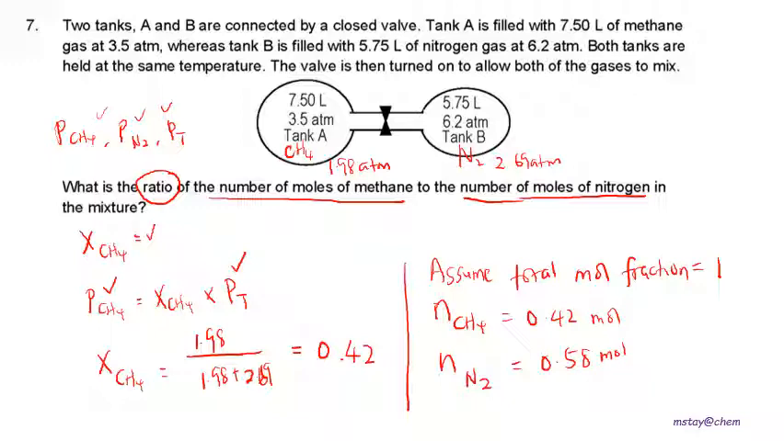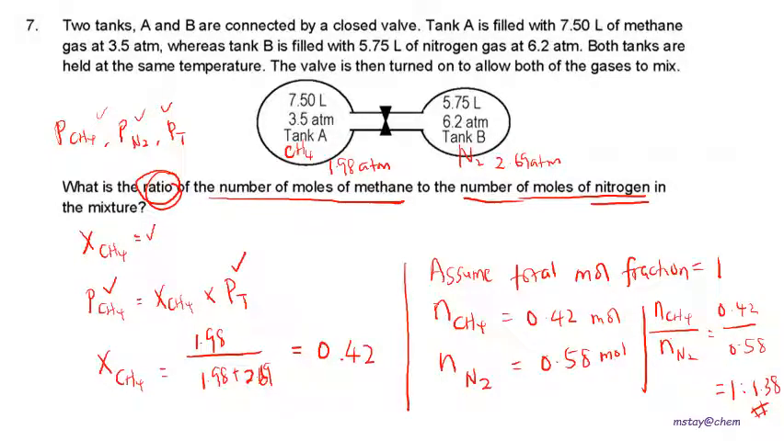Here we want the ratio of methane to nitrogen. So we are going to use the moles of CH4 as a ratio to the moles of nitrogen, which is 0.42 over 0.58, and then we can simplify it to become 1 to 1.38. So this is the final answer.